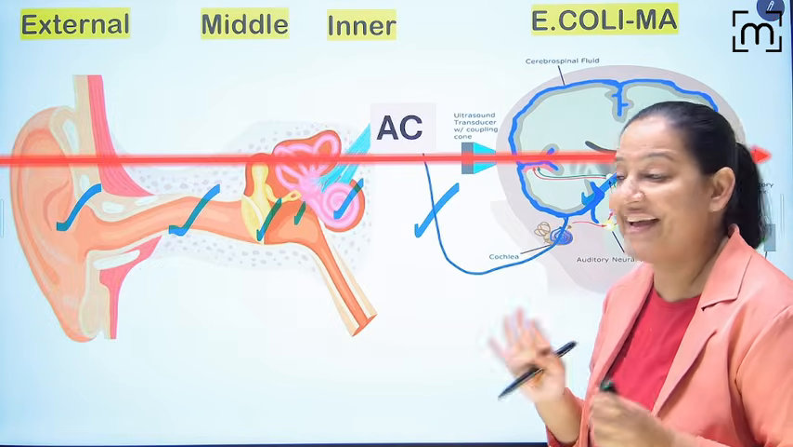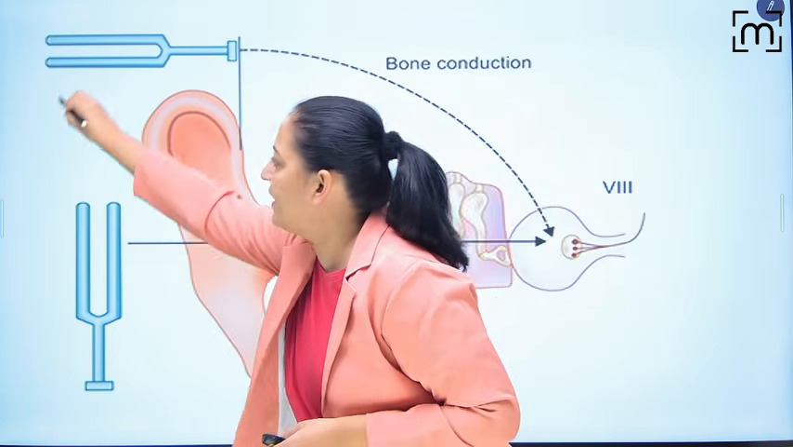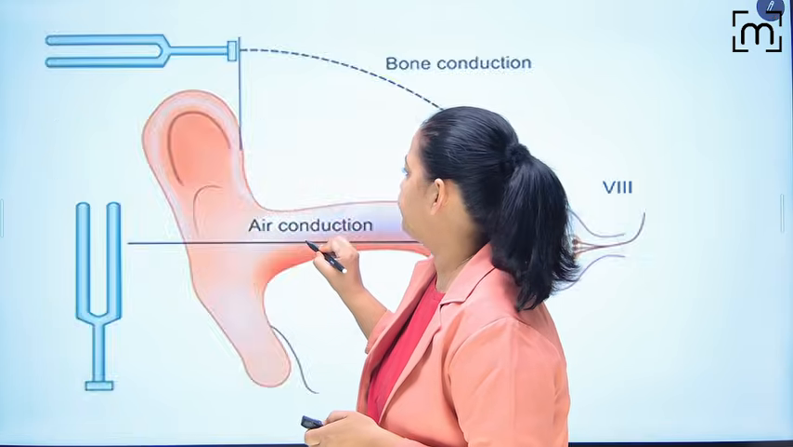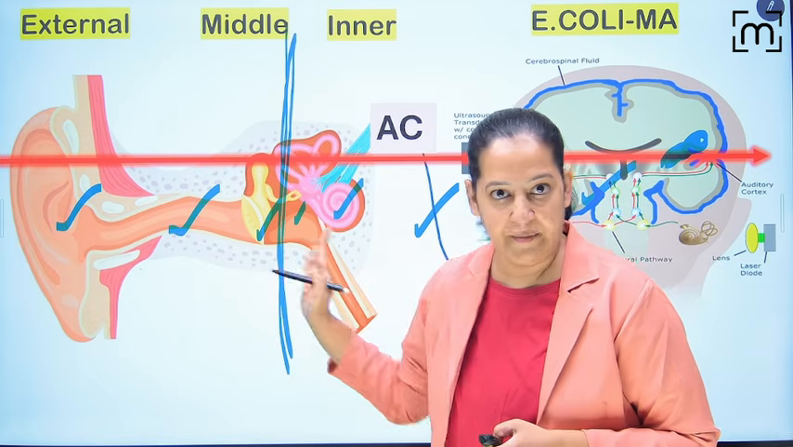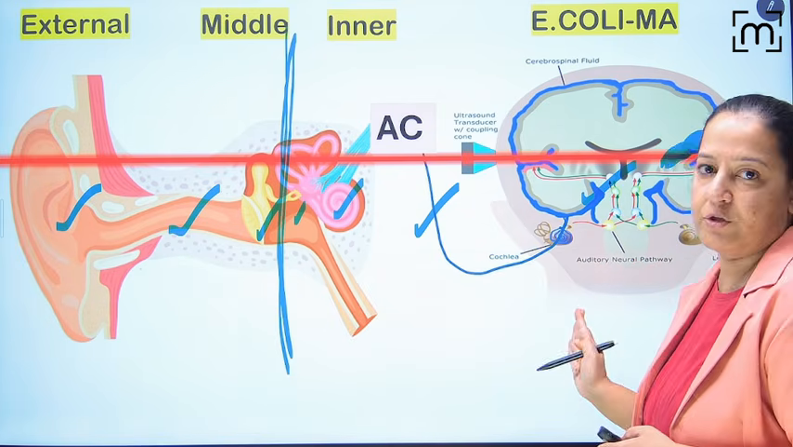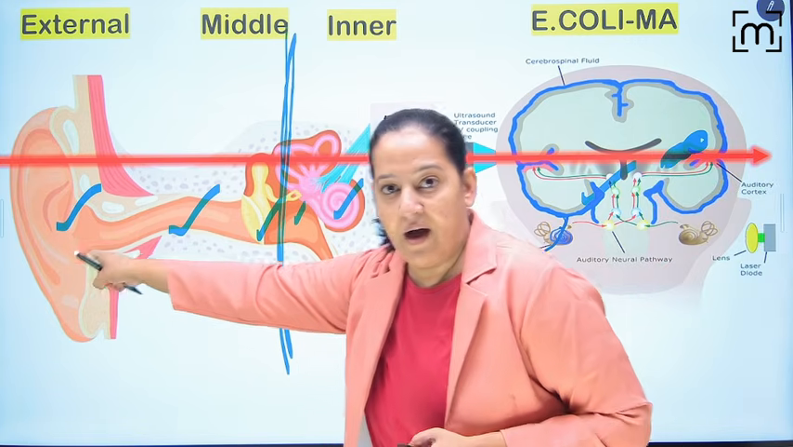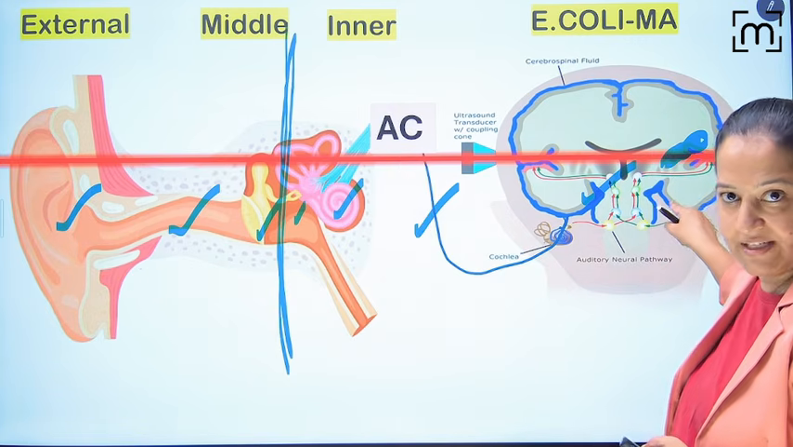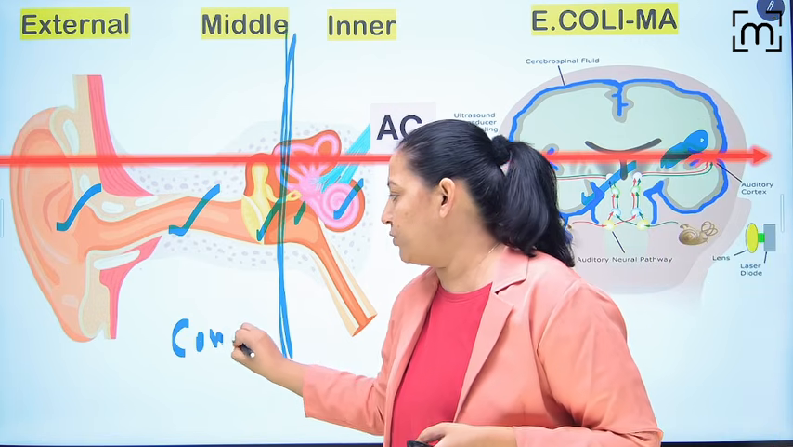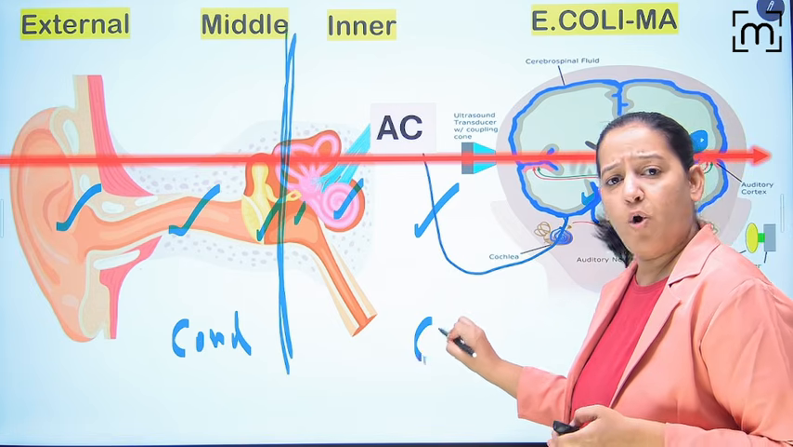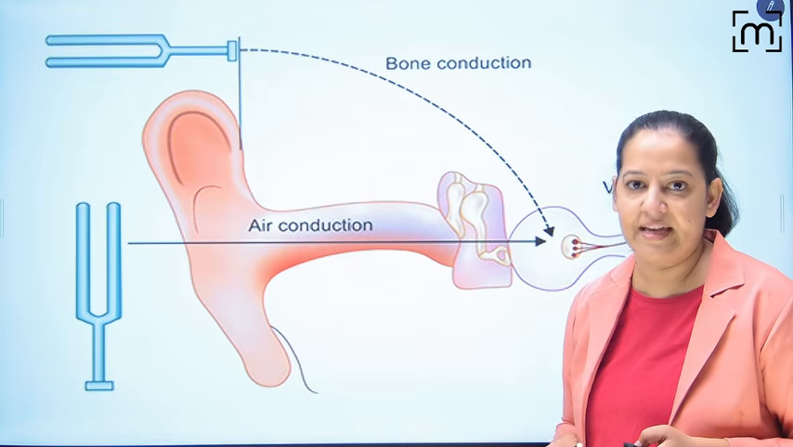So basically, AC tests 2 things. AC tests the conductive pathway. This pathway till here is known as the conductive pathway, the external and middle ear. And it is testing the cochlear pathway. So it is testing both. If sound is going from pinna and reaching till auditory cortex and everything is good, then both the things are tested. The conductive pathway is also tested and the cochlear pathway is also tested. I'm having both well. That's why I can hear the sound via AC. Say yes if you're getting it.